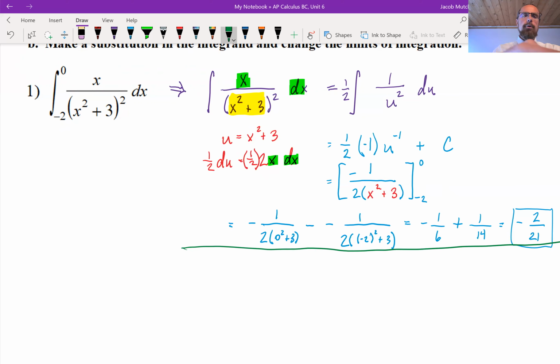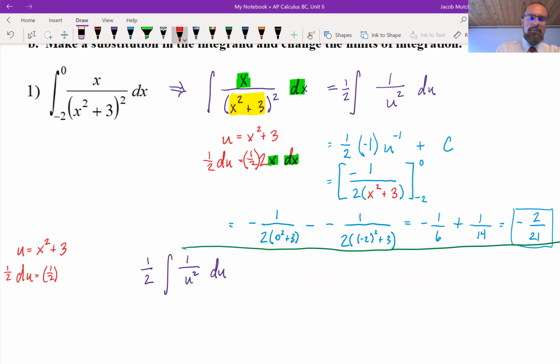So the second approach is to keep basically my same substitution. So I'm going to go ahead and write 1/2 times the integration of 1 over u squared du. But what I want to do is bring back the way I defined u. Again, that's x squared plus 3. And just to see du here, that's 1/2 times 2x dx.